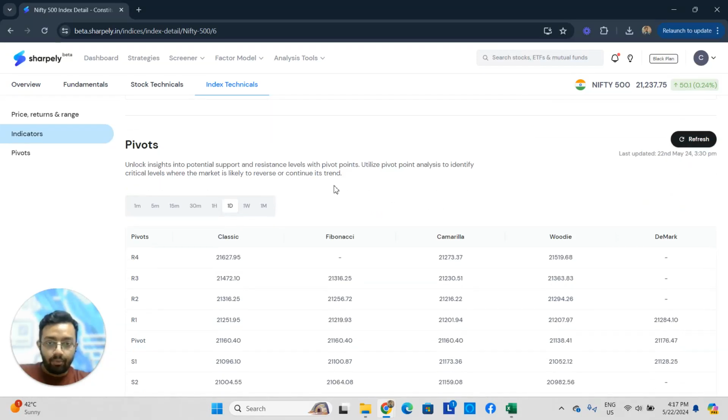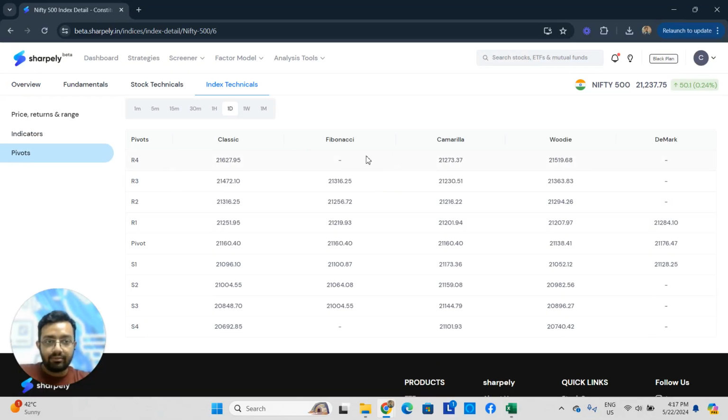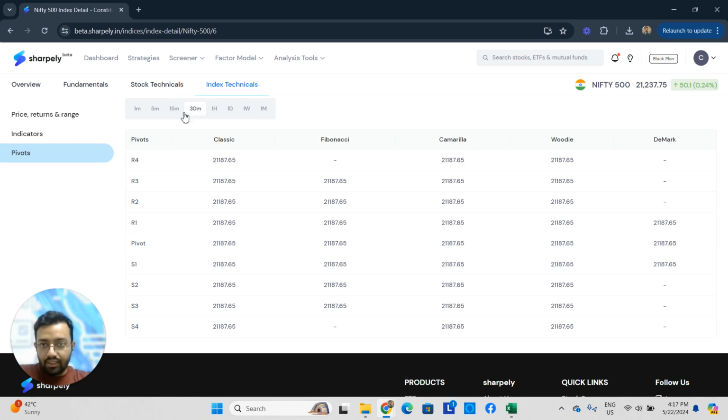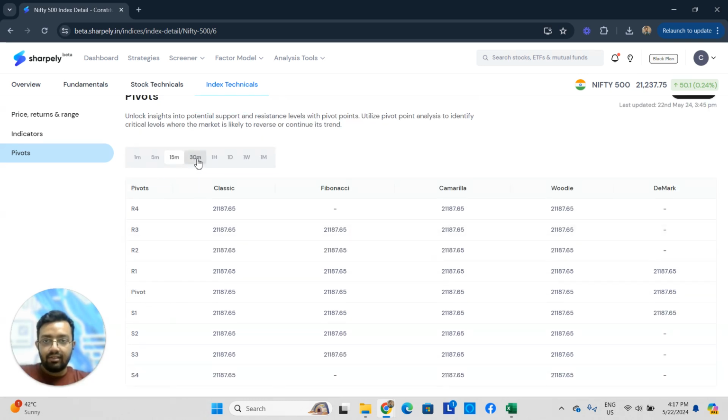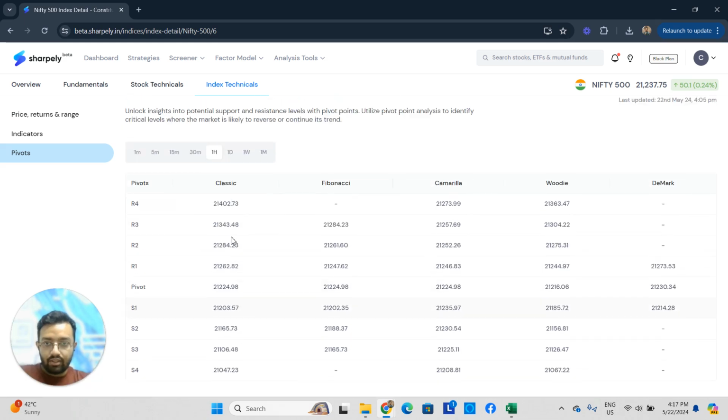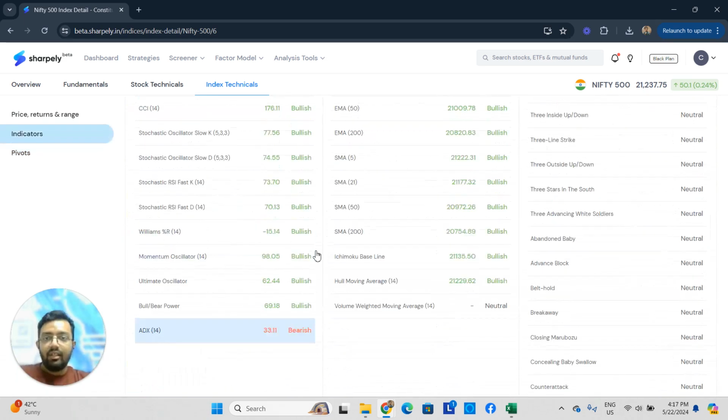And then we have pivot points. Now you can simply take these points and plot them on the charts. So we have on 1 day time frame the classic pivot points: Fibonacci, Camarilla, Woody, and Demark. So you can simply change the time frame. On 15-minute time frame, these are the pivot points, and pivot points are simply your support and resistance levels. So S1, S2, S3, S4 are support levels, and these are the resistance levels. So on 30-minute, on 1 hour, you can change the time frame and you can see the results.